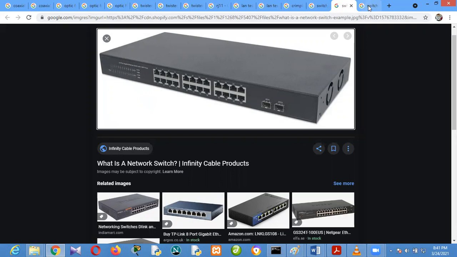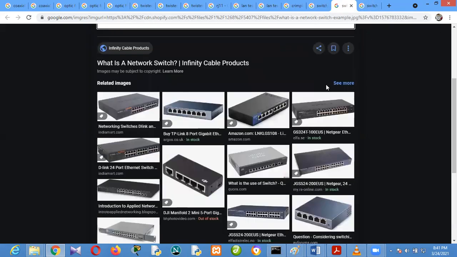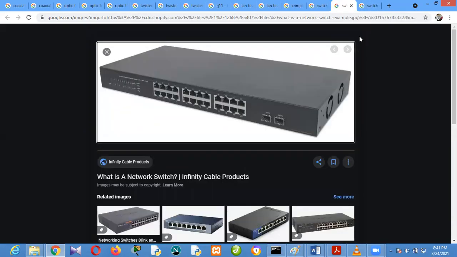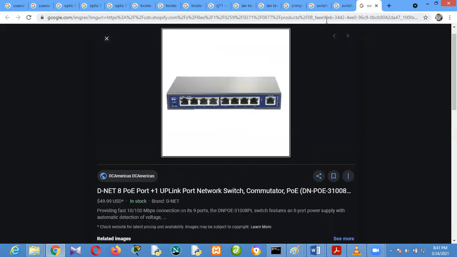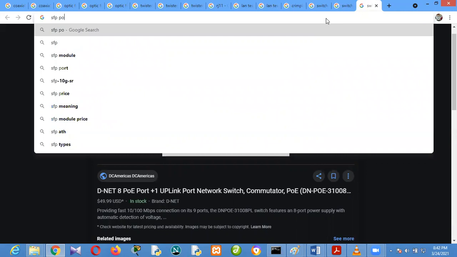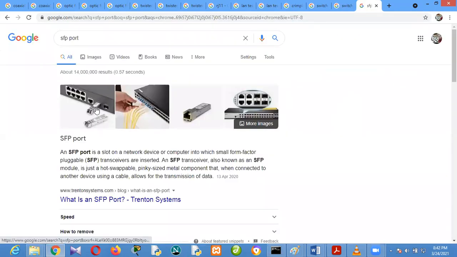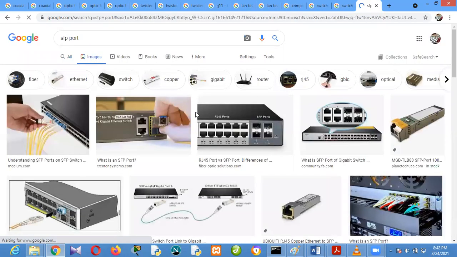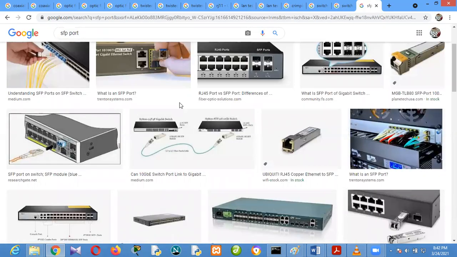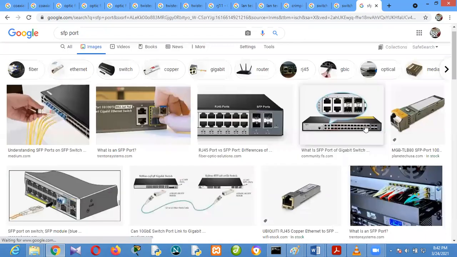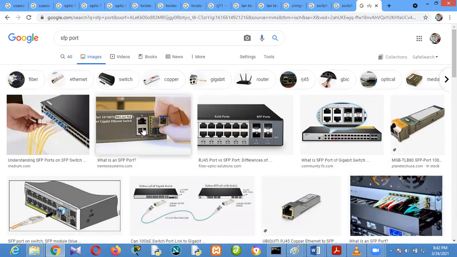SFP, I don't know the full meaning, but that's what I know about it. SFP is for fiber. You can search SFP port and you will get the full meaning from there. So the SFP port is for fiber. For switches, when you are buying, you can actually get one that has an SFP port like this. It's even written SFP port.